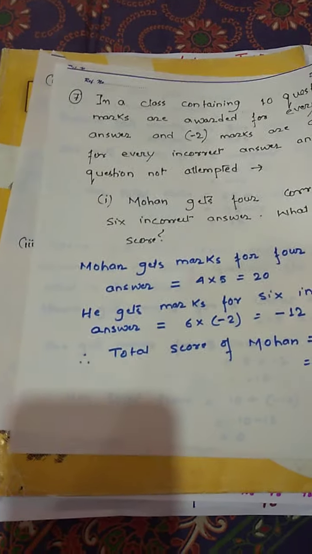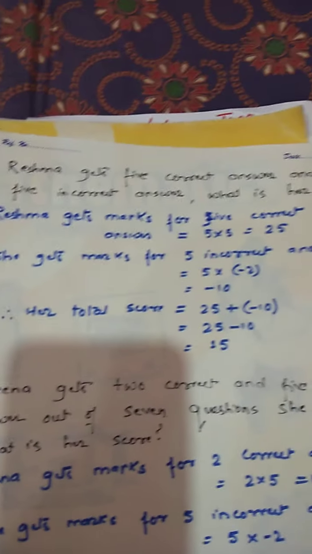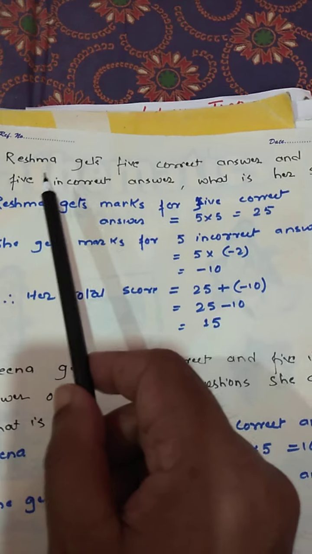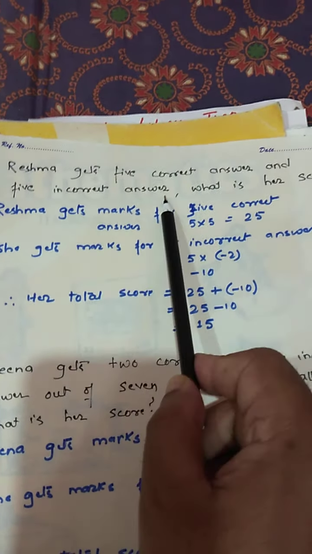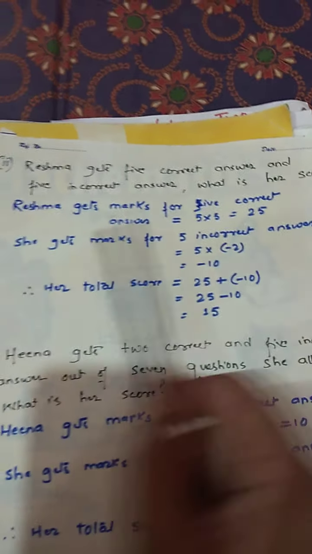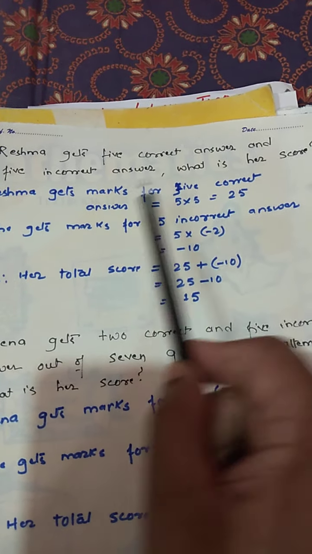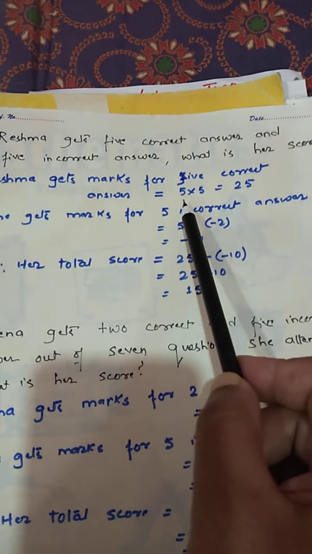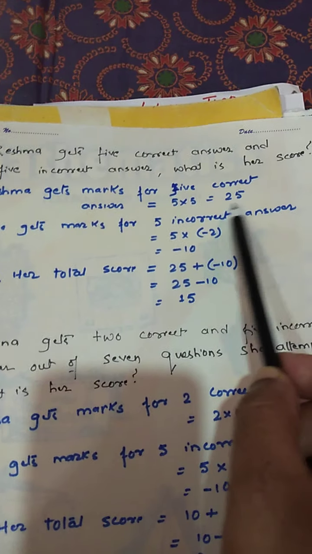Okay, let's move on to question number 7, sum number 2. Now see, there is another character, Reshma. So what did Reshma do? Reshma gets 5 correct answers and 5 incorrect answers. Fine. So what are her marks? The same we will do. Reshma gets marks for 5 correct answers. For each correct answer, how much will she score? She will score 5. So she has given how many correct answers? 5. So 5 into 5 is 25.